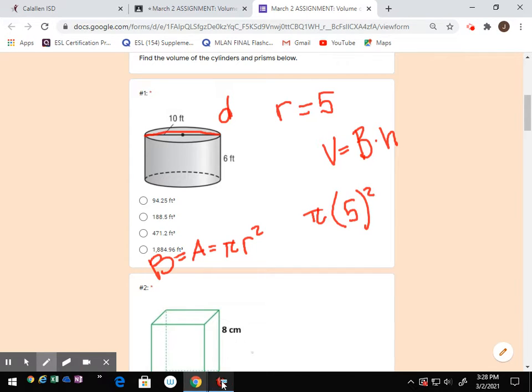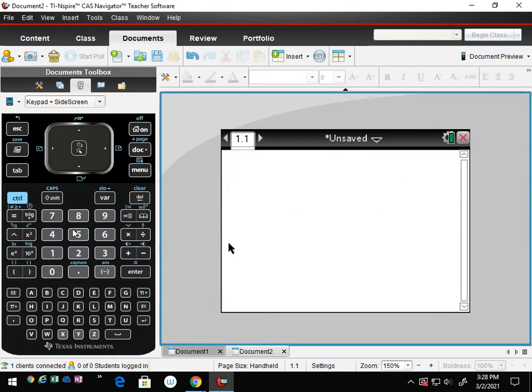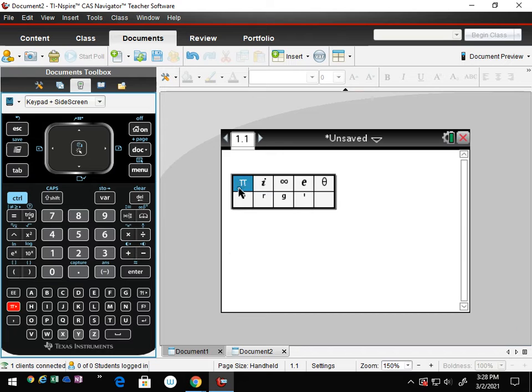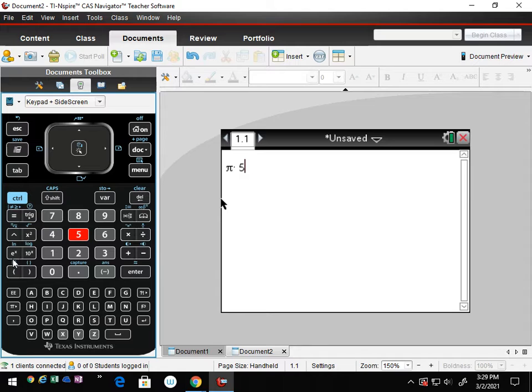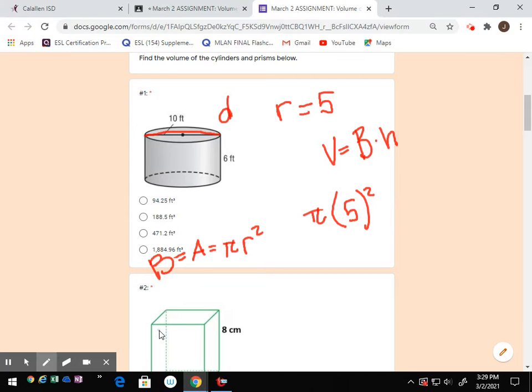If we go to our calculator, we can do our pi symbol, which is down here. We're going to hit pi times the radius, which is 5 squared. Press enter. We have this right here. All we need to do is press our control button and enter one more time. Then we have our decimal, okay? We're going to say it's 78.5. Let's go back. So big B is equal to 78.5, okay?